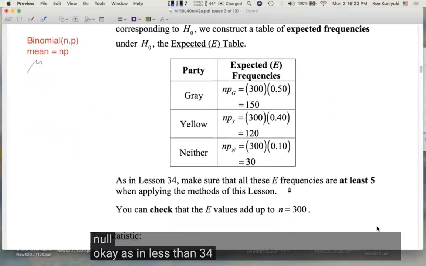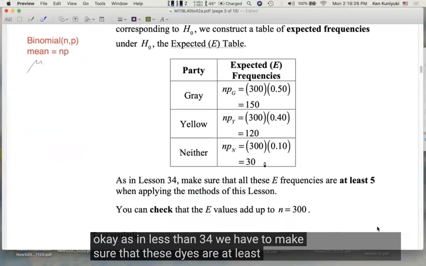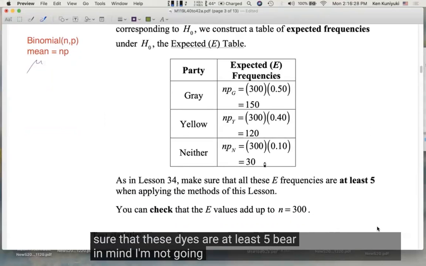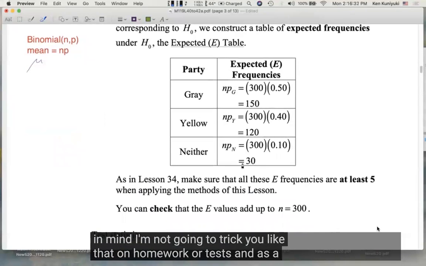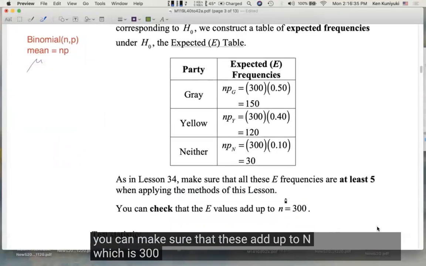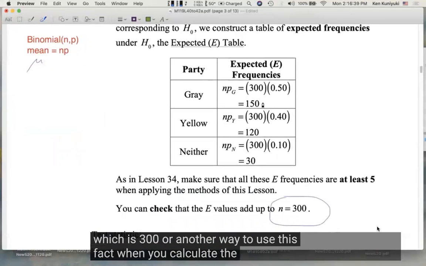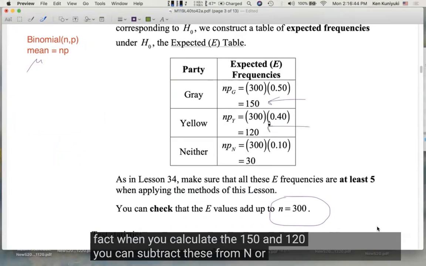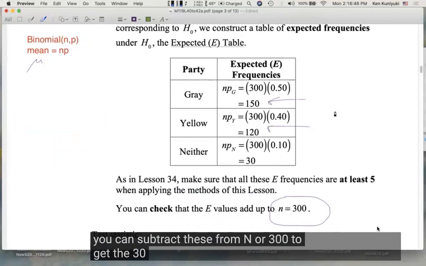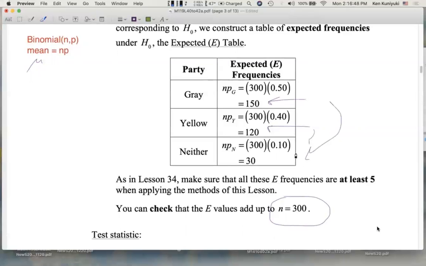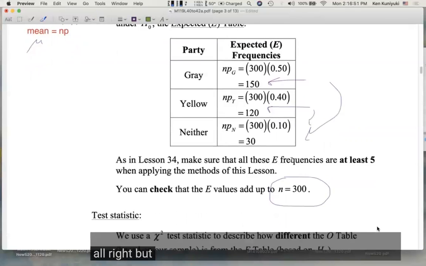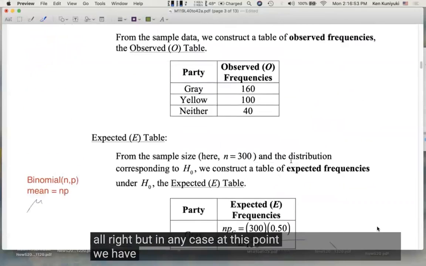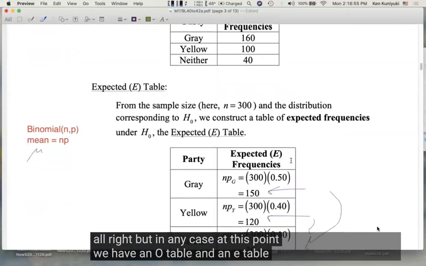Okay, as in lesson 34, we have to make sure that these values are at least 5. Bear in mind, I'm not going to trick you like that on homework or tests. And as a check, you can make sure that these add up to n, which is 300. Or another way to use this fact, when you calculate the 150 and the 120, you can subtract these from n, or 300, to get the 30. All right. But in any case, at this point, we have an O table and an E table.